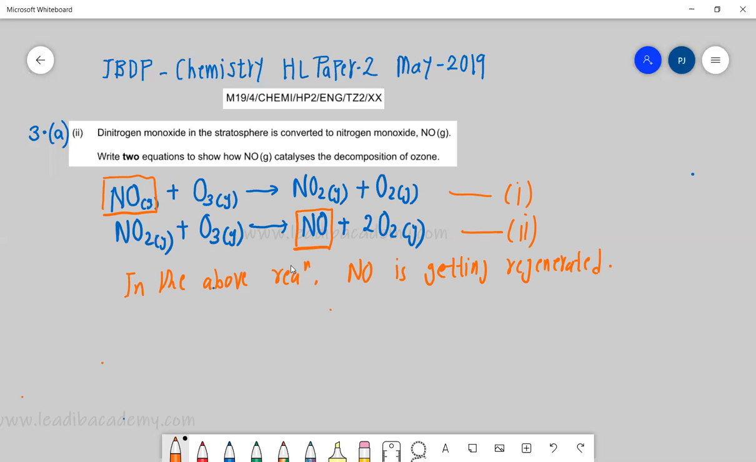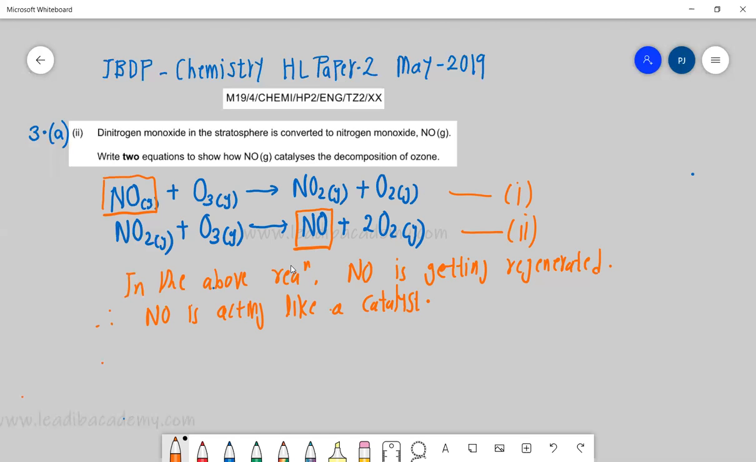Okay, and therefore NO is acting like a catalyst because it is not getting consumed at all. Okay, that's the issue. So hope this is quite clear.